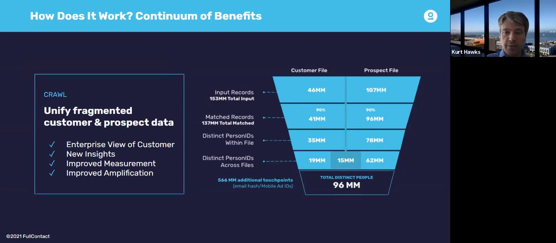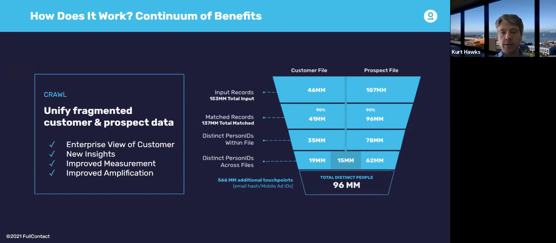That's a real example of how these 15 million customers that are actually in the prospect file creates a terrible, terrible customer experience. So the first thing to do is to unify the fragmented customer and prospect data, so you can understand if there's a there as it relates to identity resolution.